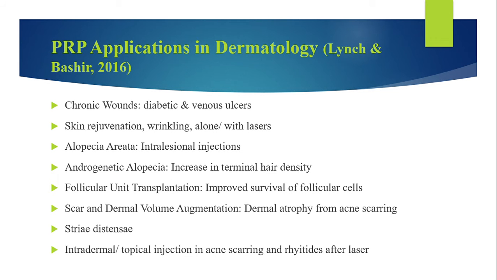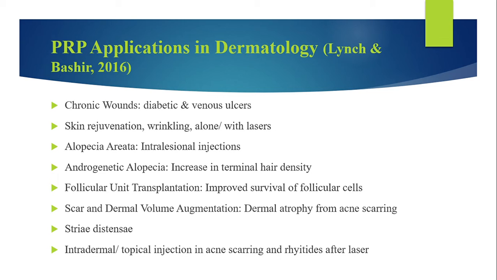So what are the applications of PRP in dermatology? It has a wide range of applications ranging from therapeutic to aesthetic ones. The most important being in chronic wounds, including diabetic and venous ulcers, in skin rejuvenation or skin wrinkling, either alone or in combination with lasers. In alopecia areata, intralesional injections of PRP are given. In androgenic alopecia, increase in terminal hair density has been observed.